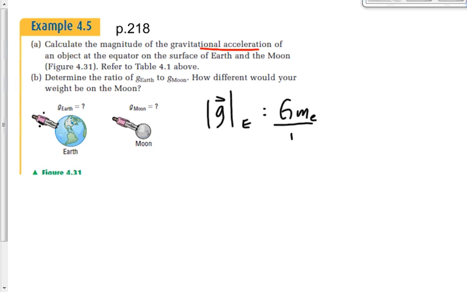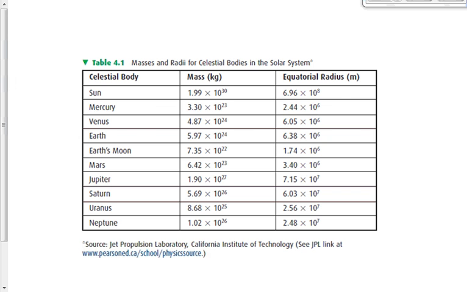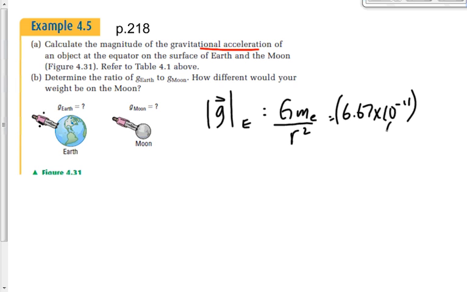The gravitational field caused by the Earth on its surface can be found by the producer equation, because the Earth produces the field. 6.67 times 10 to the minus 11 times the mass of the Earth, which is 5.97 times 10 to the 24, divided by the radius of the Earth, which is on that sheet, 6.38 times 10 to the 6 meters.